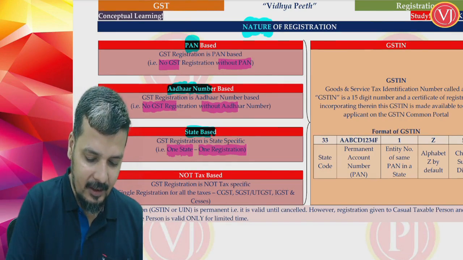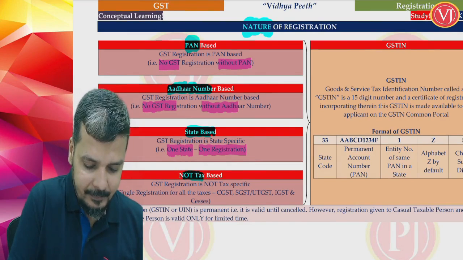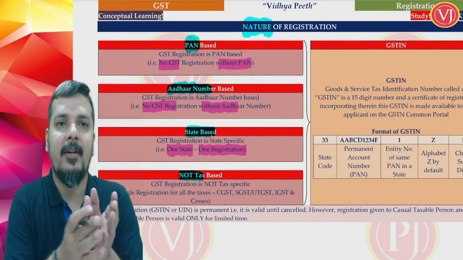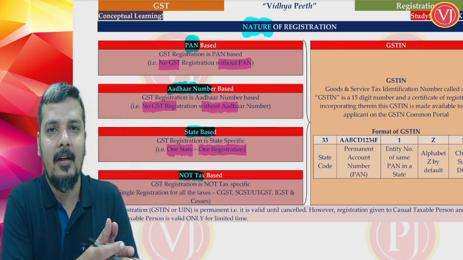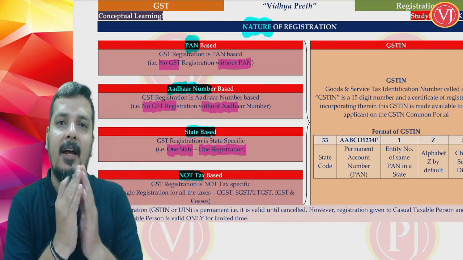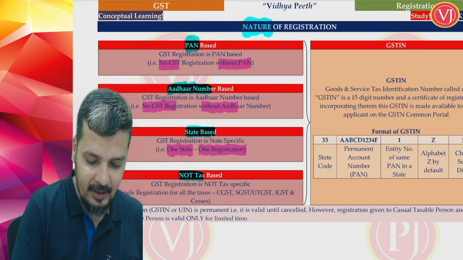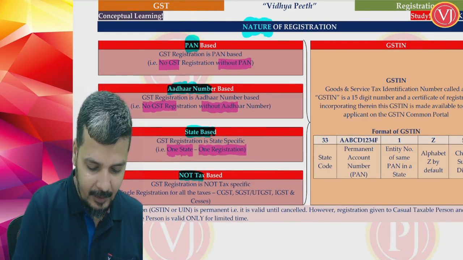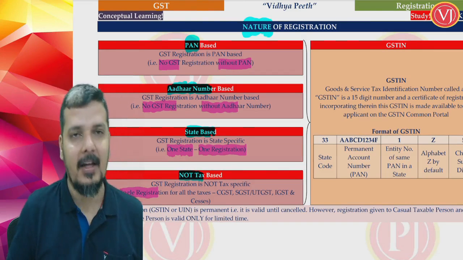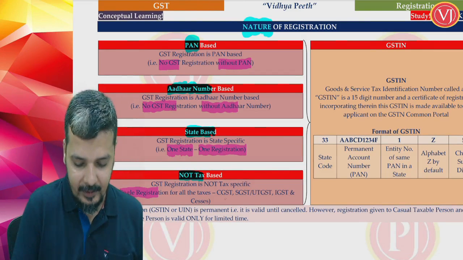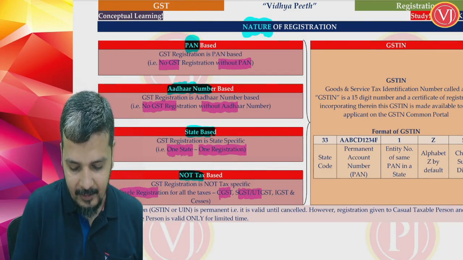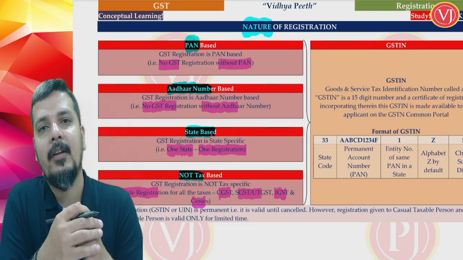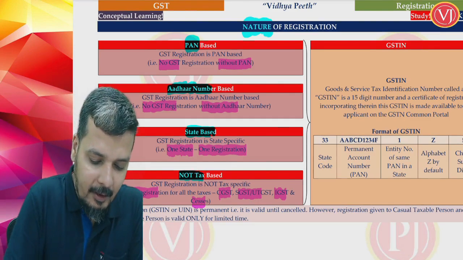And GST number is not tax based, which means if you are registered in Maharashtra, you will not be registering separately with the central GST department and the Maharashtra state GST department. So GST number is not tax specific. A single registration will be there for all the types of taxes, whether it is CGST or SGST, UTGST or IGST or compensation cess.